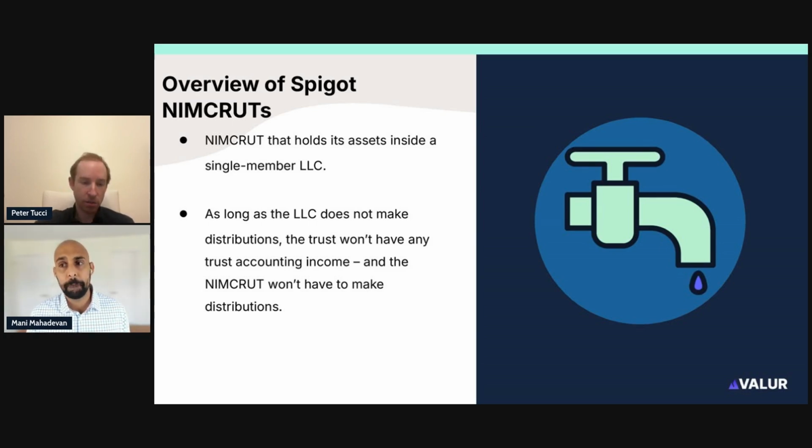With a Spigot NIMCRUT, you can really control the distributions from year to year, even if you're investing in private credit or something that's throwing off a lot of cash flow. Yeah, it's very hard to get the combination of control and more tax deferred growth. Typically, when you get some tax benefits, you give up control. This, relative to other CRUTs, gives you more control over distributions and more tax deferred growth, which is a really powerful combination.